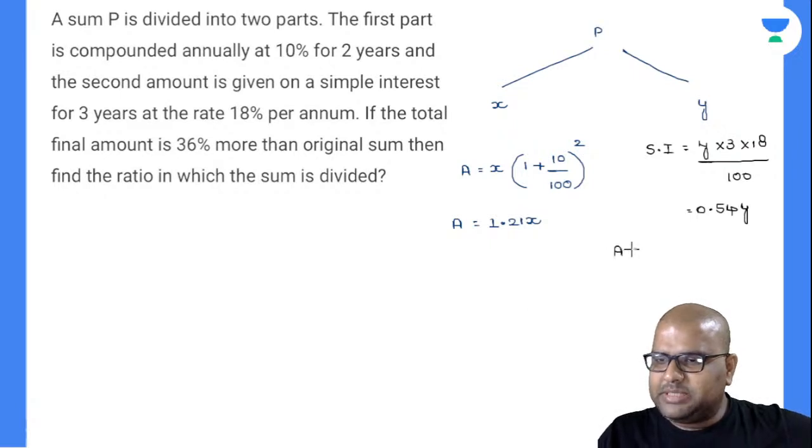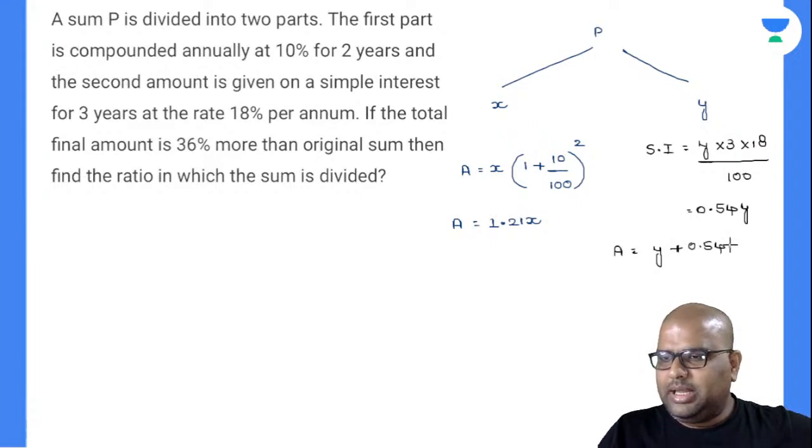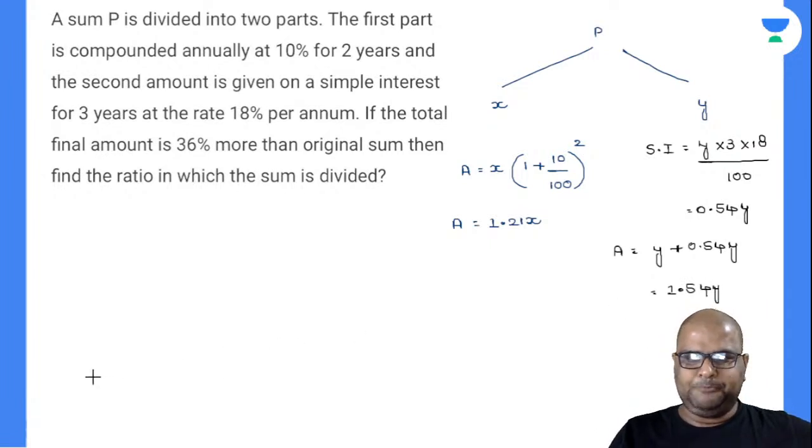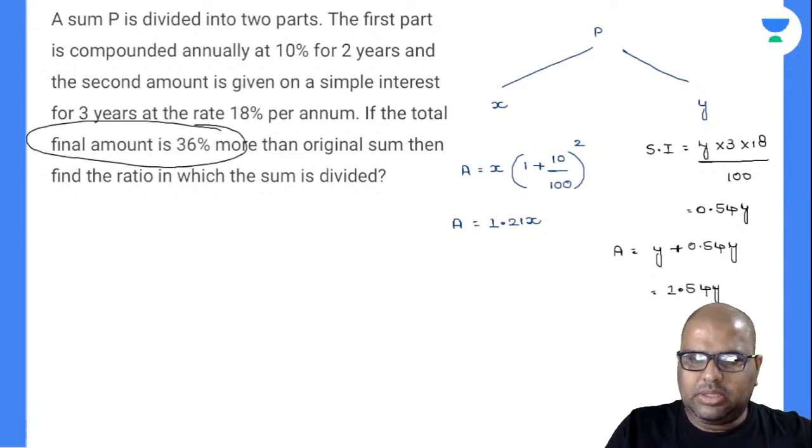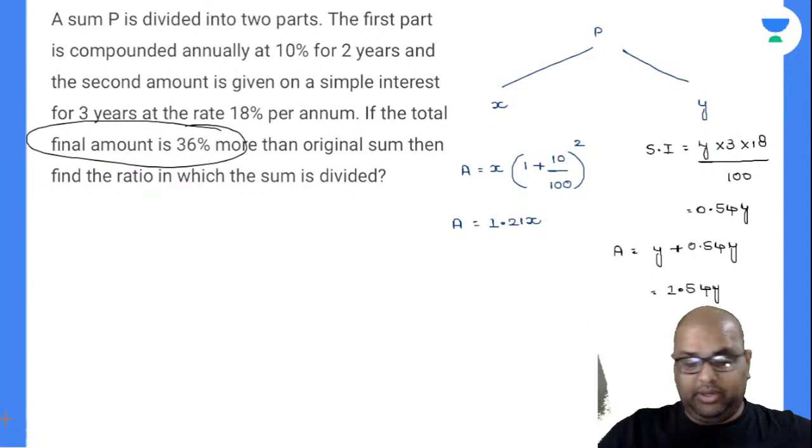Amount is nothing but principal plus interest. Principal is y, interest is 0.54y. Can I write this as 1.54y? Yes. So I received an amount of 1.54y in the second case. In the first case, I received 1.21x.